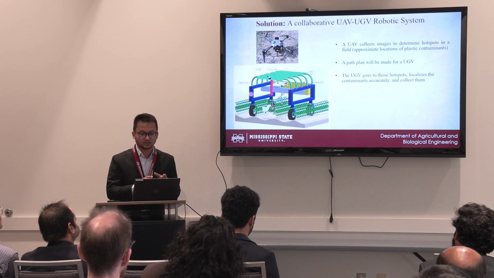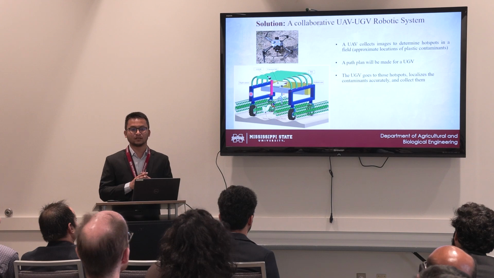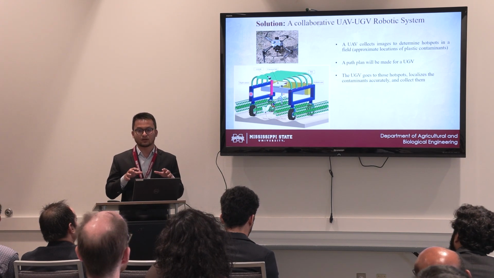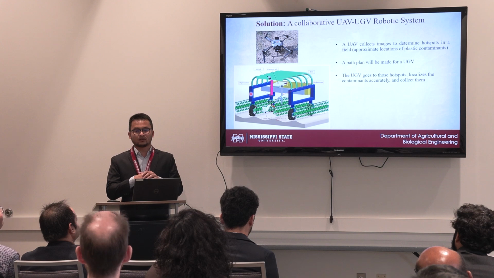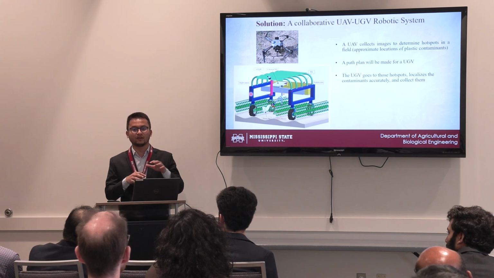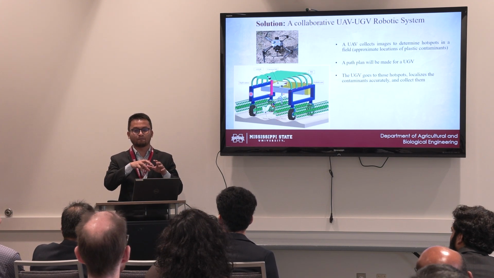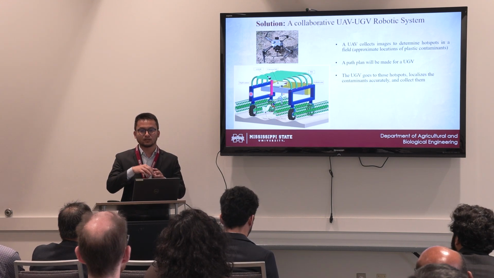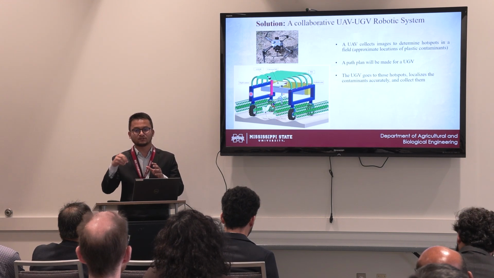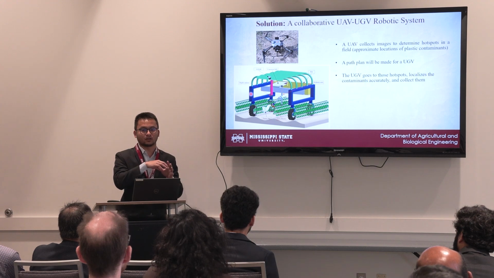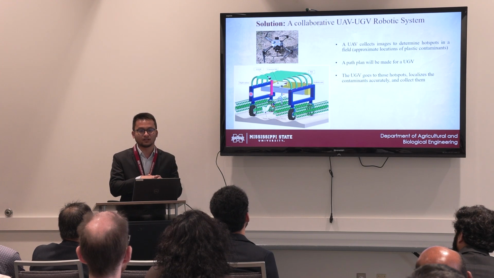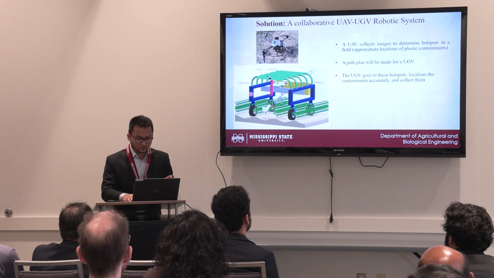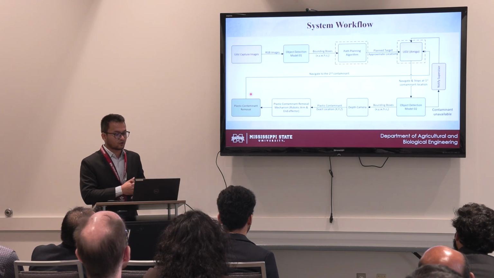That's a collaborative UAV UGV robotic system. We will have a UAV in our system and also a UGV. The UAV will go to the field and take pictures of the hotspots of those plastic contaminants, and it sends signals to the UGV, which will navigate autonomously to the field and pick those plastic contaminants from the field. So this is the workflow of the whole system.